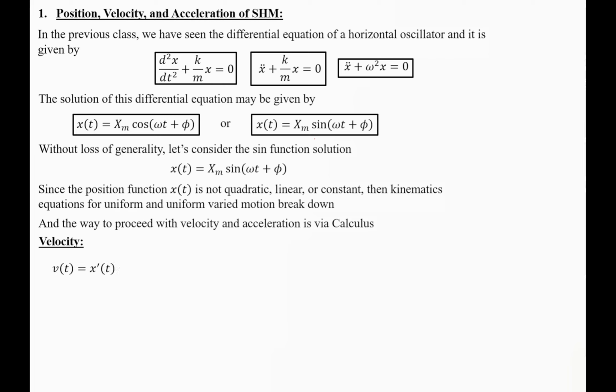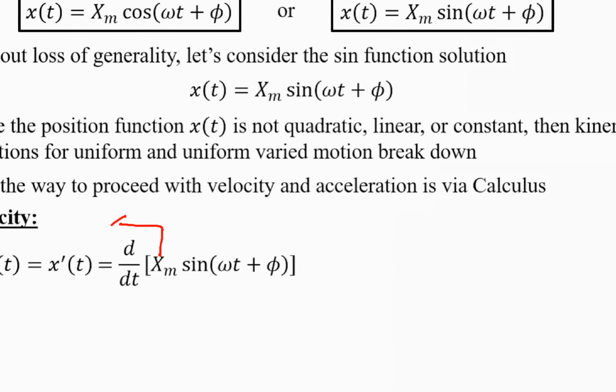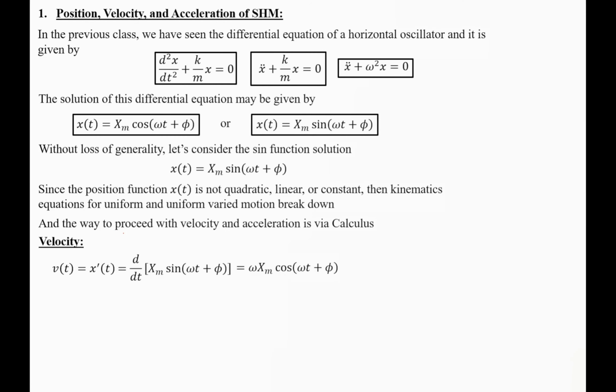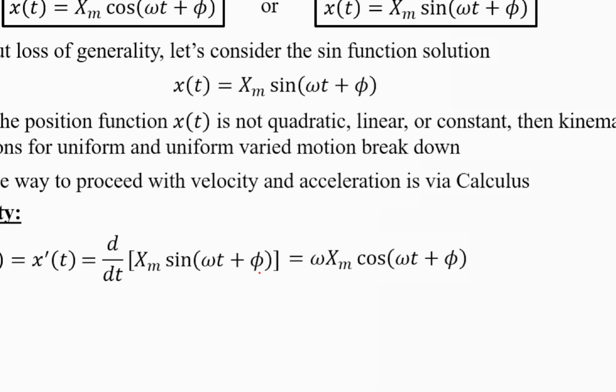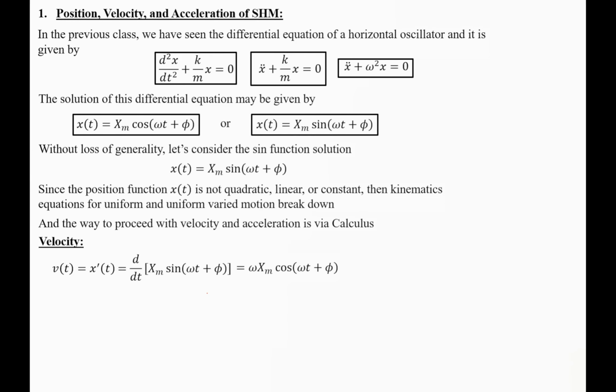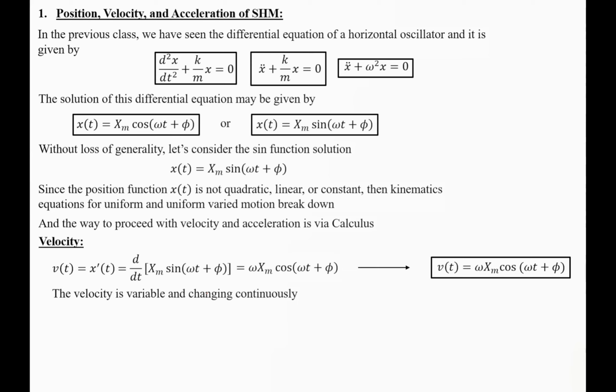Now what about the velocity? The velocity is related to the position via derivative, which is a derivative with respect to time, for sure. Now x_m is a constant, it can be dragged out. And the derivative of sine(omega t) would be cosine, and we multiply by the inner derivative, which is omega. So the velocity in this case is given by omega x_m cosine(omega t plus phi), which means the velocity is variable and changing continuously.